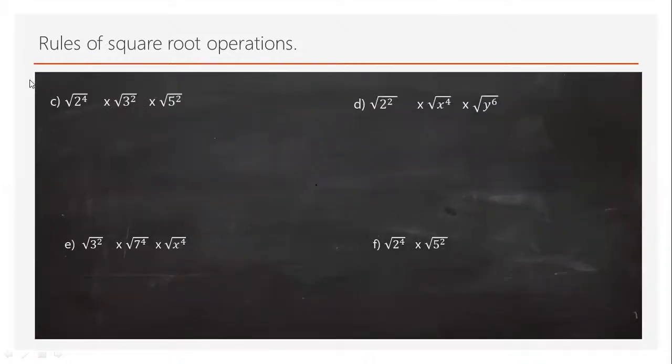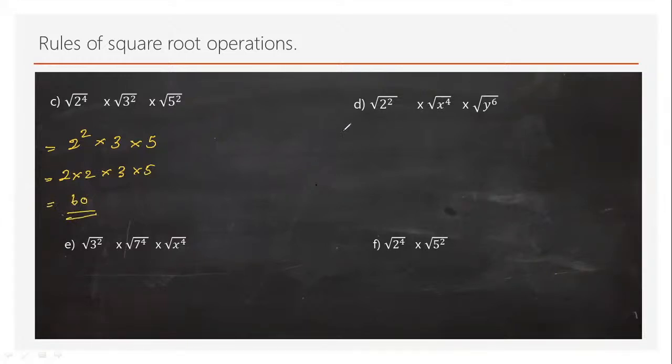Now look at this. Rules of square root operations: you have to follow these rules. According to our rules, this 2 to the power 4, 4 is an even power, so divided by 2, 2 to the power 2. 3 to the power 2, 2 is the even power, so divided by 2, only 3 remaining. 5 to the power 2, 2 is the even power, then only 5 remaining. Then you can write 2 into 2 into 3 into 5. 2 times 2, 4, times 3, 12, times 5, 60.